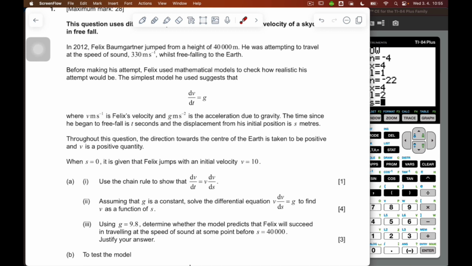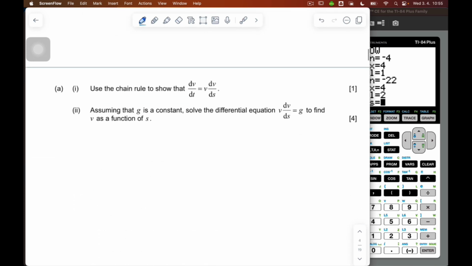We want to show that when s, the displacement, is 0, the velocity is 10. First we have to show the chain rule is indeed true, so I'm going to jump to where I have it here. What I do know is that v of t is equal to ds dt, the derivative of displacement with respect to time. That's the definition of velocity.